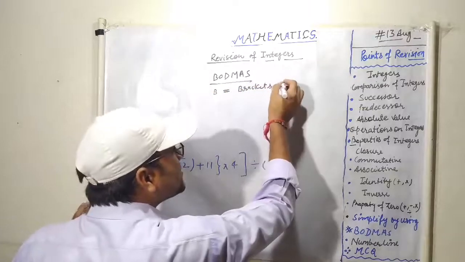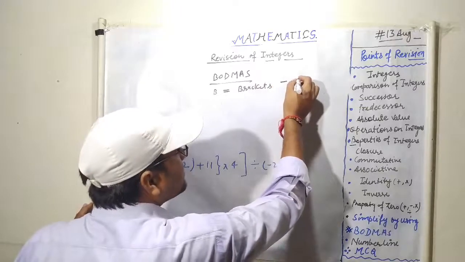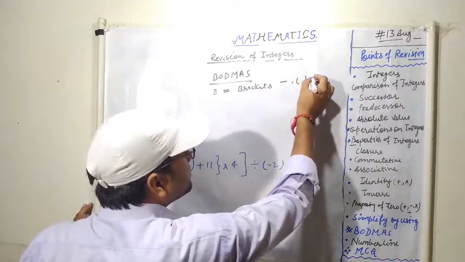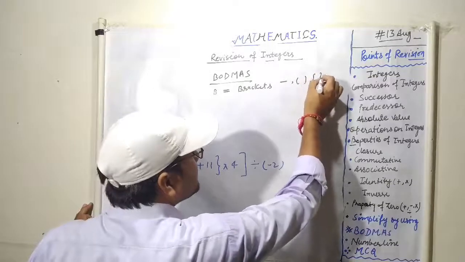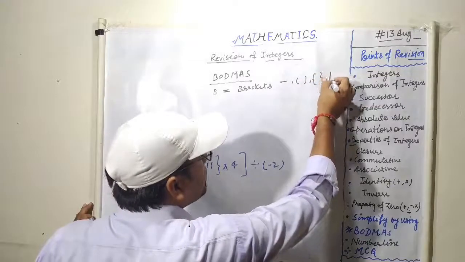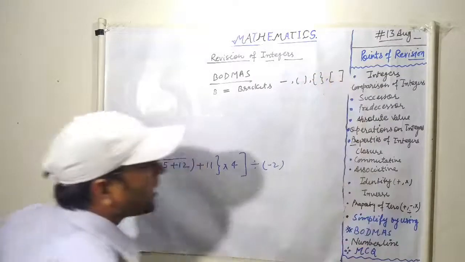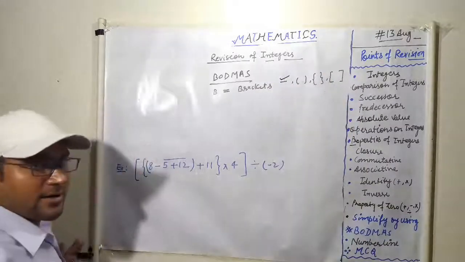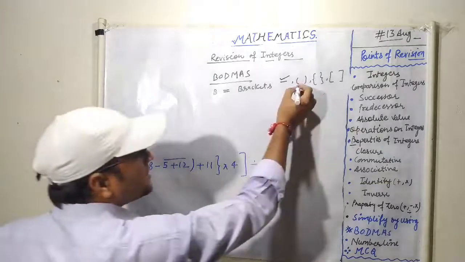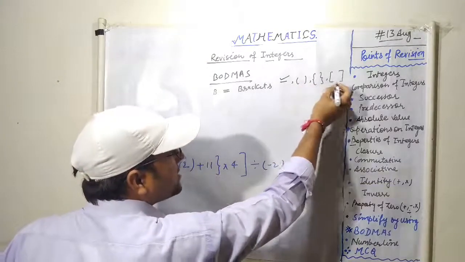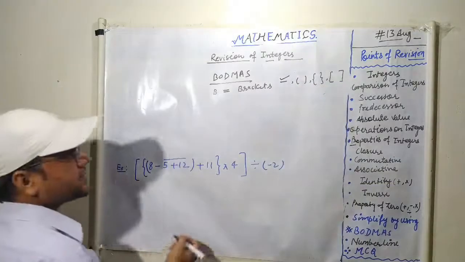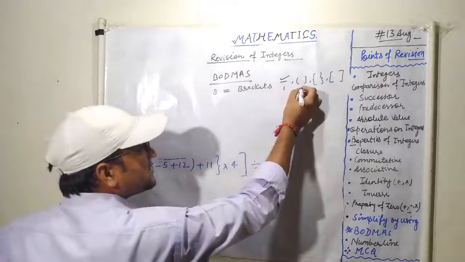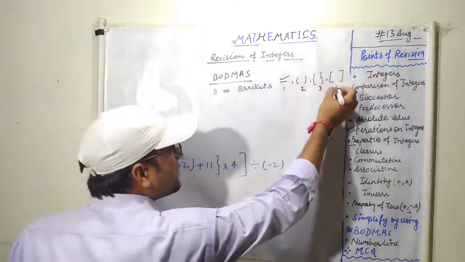In brackets, the first one is a bar bracket, then a small bracket, then a curly bracket, and in the last, a square bracket or a big bracket. So first we solve this bar bracket, which is also called a vinculum. This is a small bracket, a curly bracket, and this is a square bracket. So first, second, third and fourth.